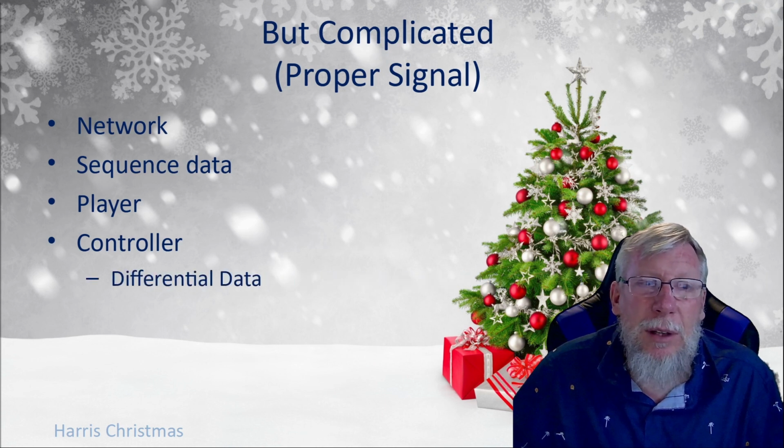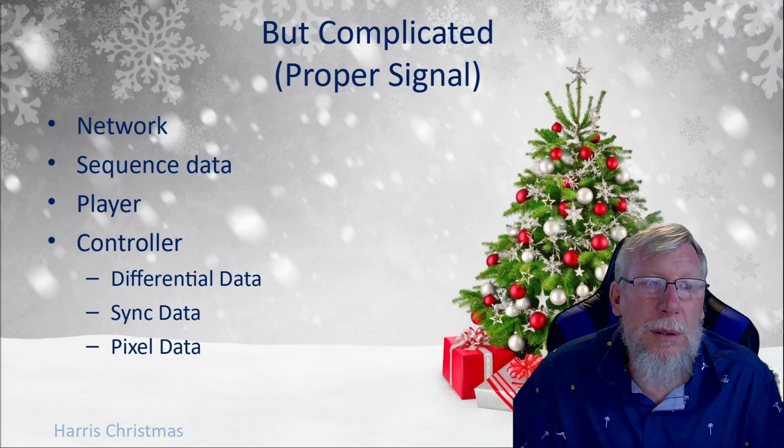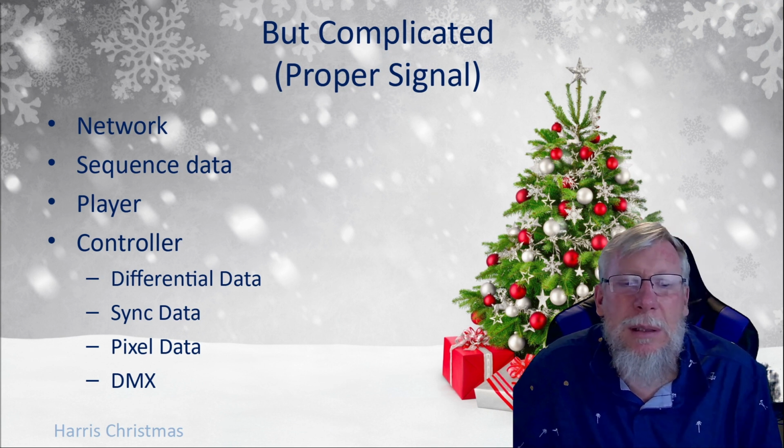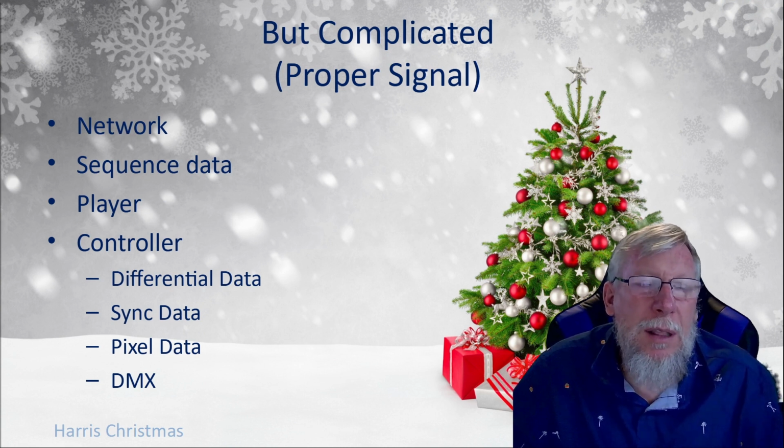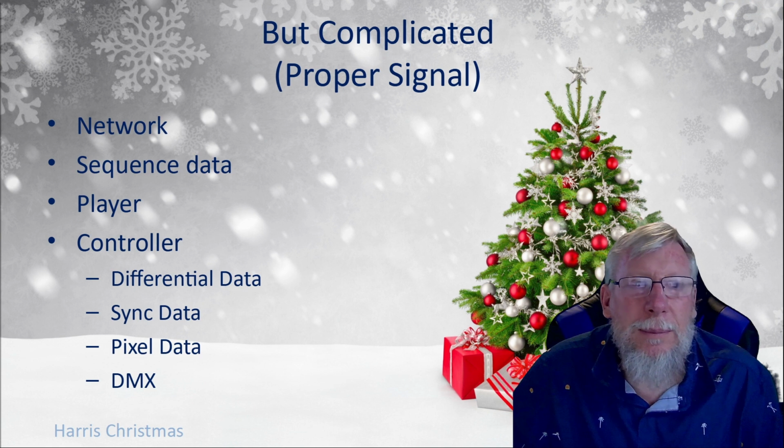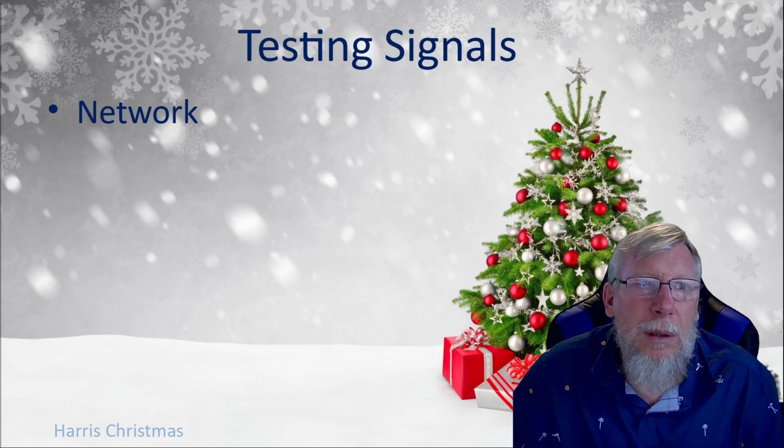It could be sending out differential data to receivers, smart or dumb. It could be sync data from a player, sending it out to other controllers. It could be pixel data from the data connected directly to the ports. And it might even be DMX data if you're testing. I know we're talking about pixels, but sometimes you're using the DMX data as well. So how do we test these with test equipment? Well, let's start with network.